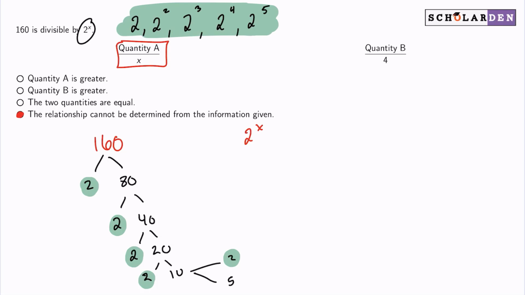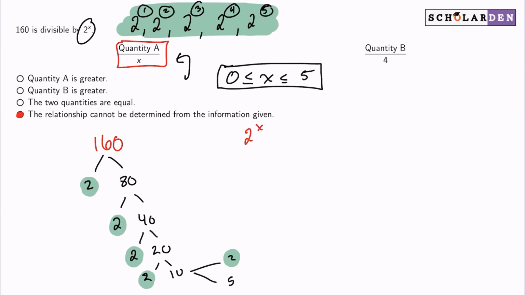Now here's the thing. If it's divisible by 2 to the power of x and we want to know what the value of x is, well, here they are. 1, 2, 3, 4, and 5. So we know that x lies between 0 and 5, inclusive. And the reason I included 0 is because 2 to the power of 0 is 1. 160 is divisible by 1. So here we are. Those are the possible values of x.